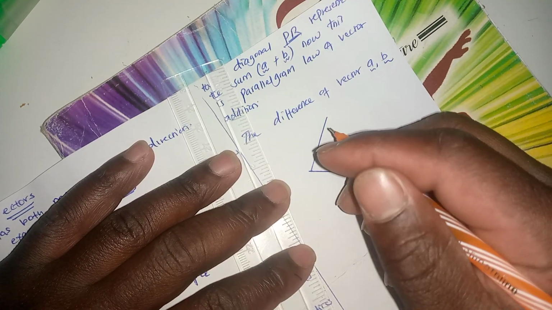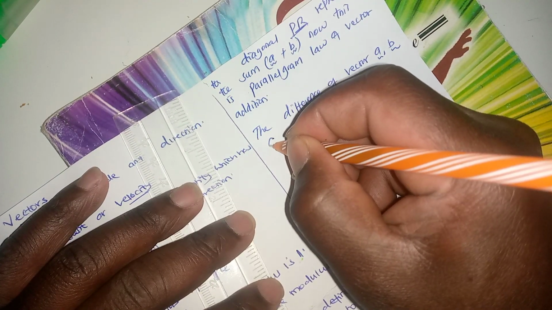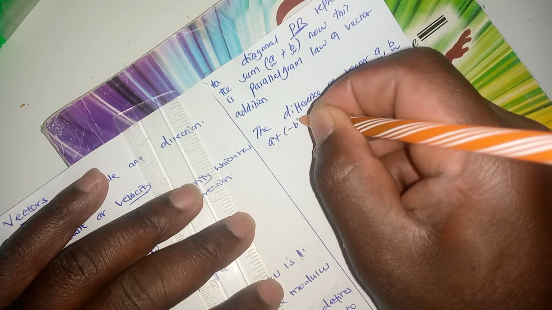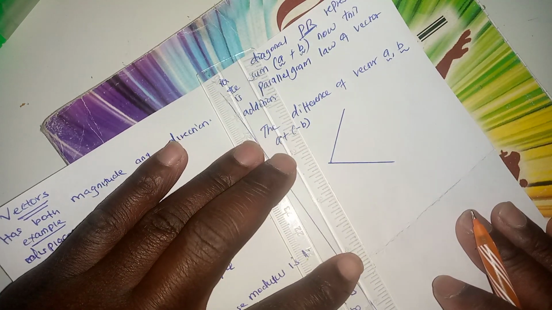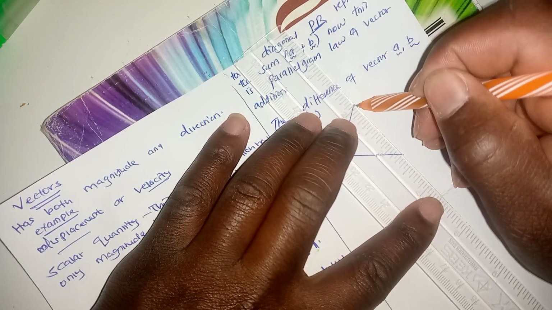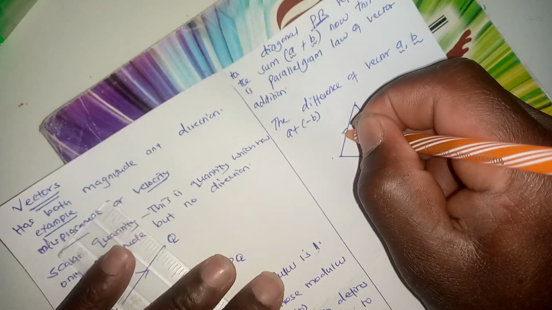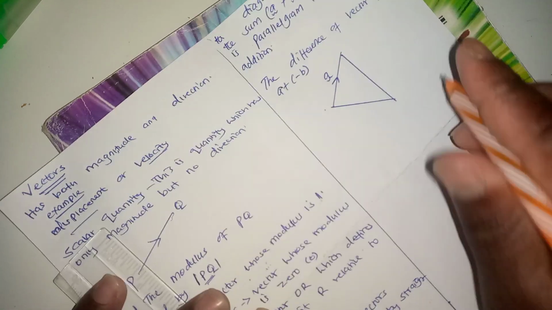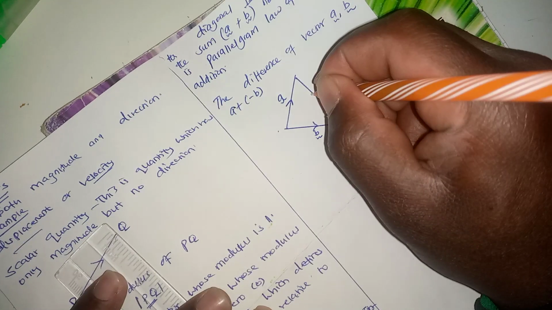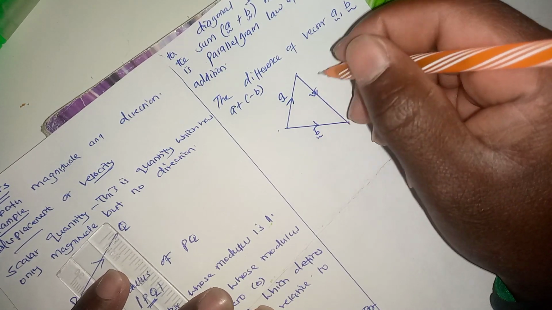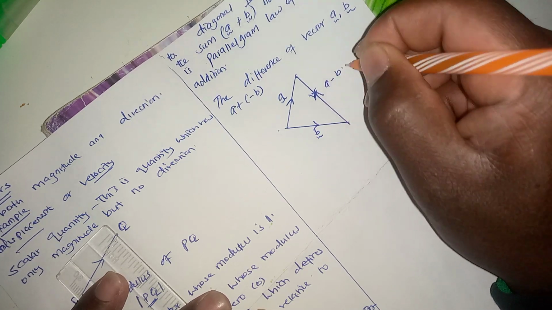Here we can come and say the difference is A plus minus B. Now we are going to see that we can draw this as the resultant here. We can call this vector A, and this we can call vector B. Then this now represents, it's heading this way, A minus B.